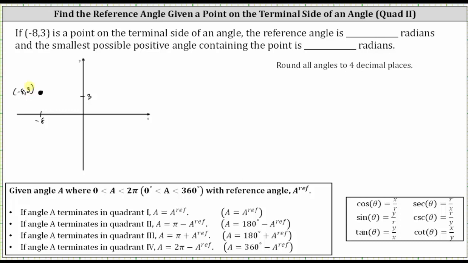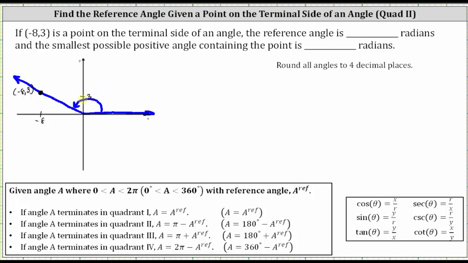And now sketch the smallest possible positive angle containing this point. We know the initial side is along the positive x-axis. The terminal side passes through the given point. If we want the least possible positive angle, it would be this angle rotating counterclockwise.